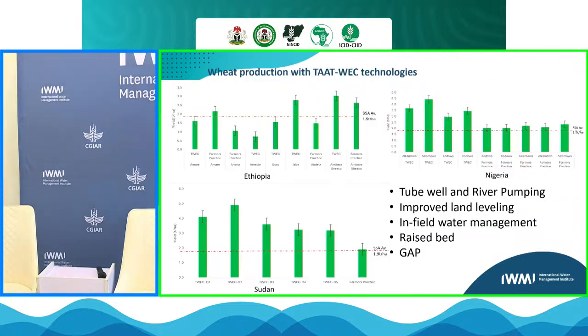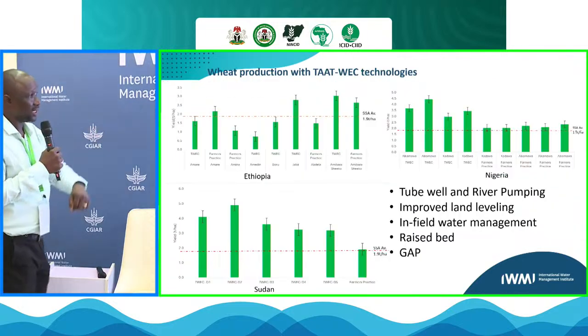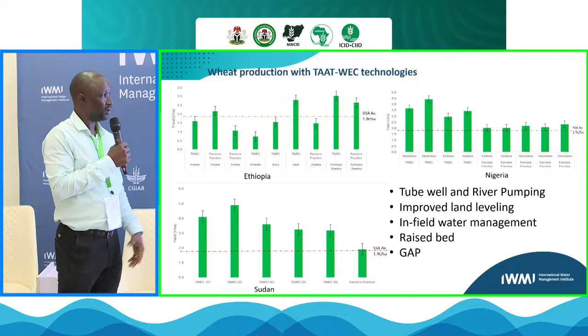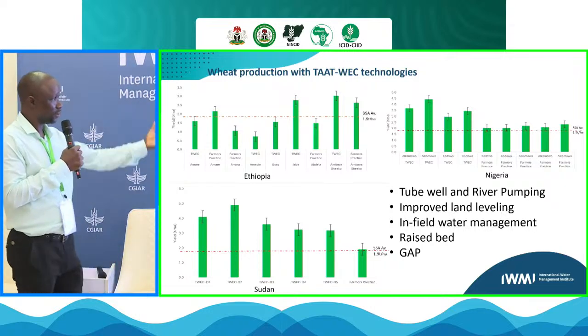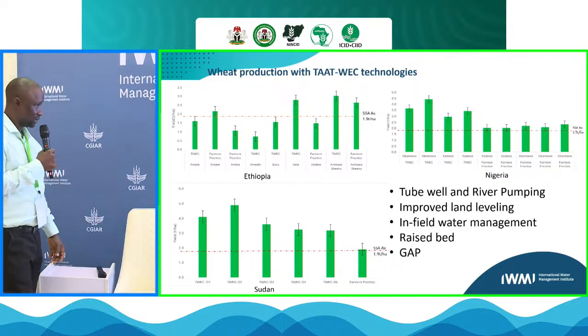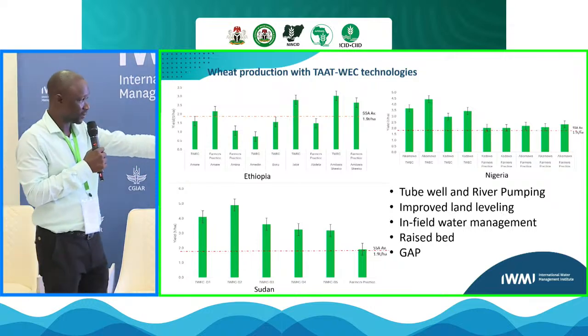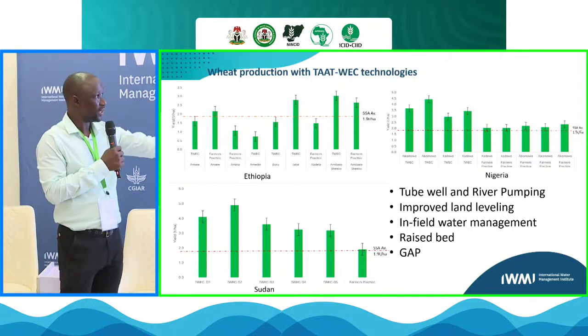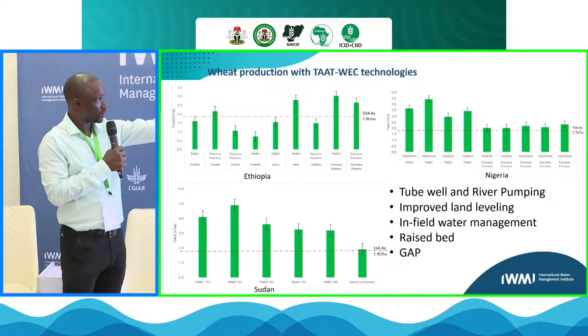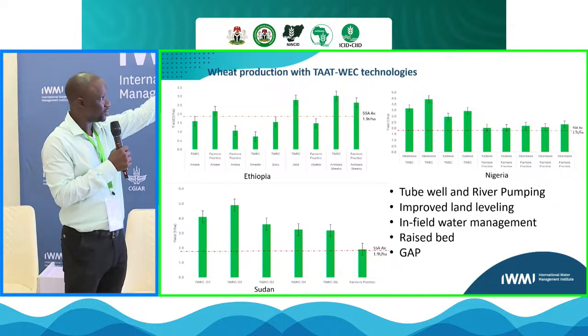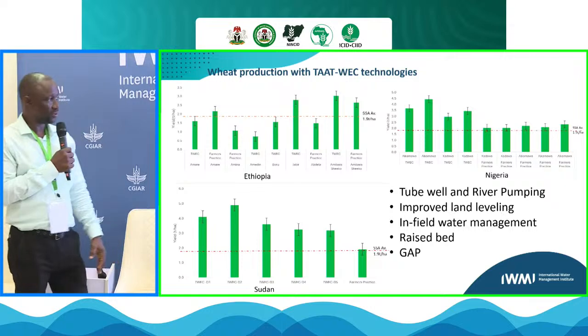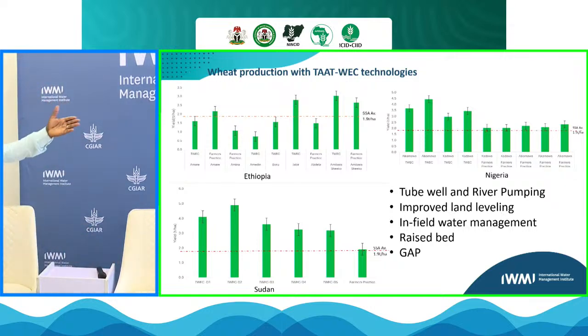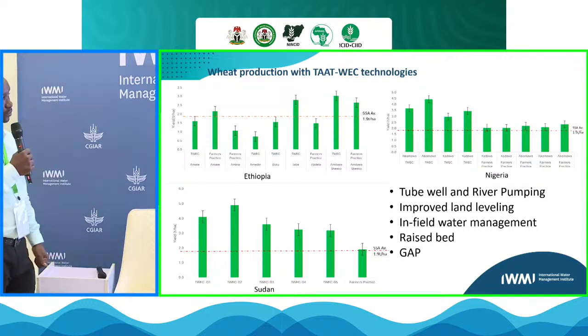Can we move on? Okay, so these are yield and the productivity we got from Ethiopia, Nigeria, and Sudan. Average sub-Saharan Africa is 1.9, 2 depending, but we got up to 4, 5, and even more across different places. But this is with good agricultural practices and good feed water management.